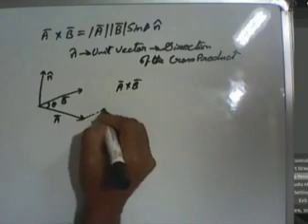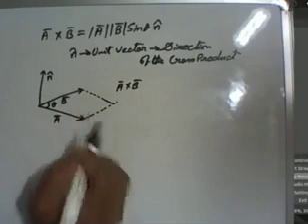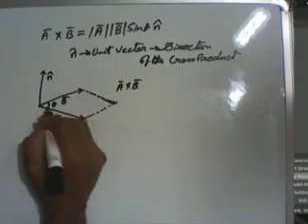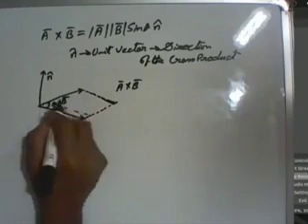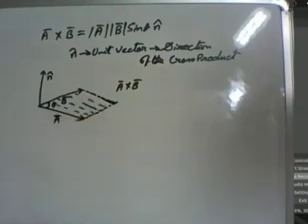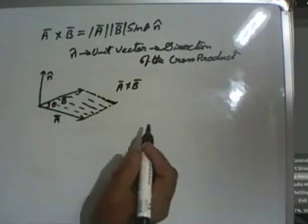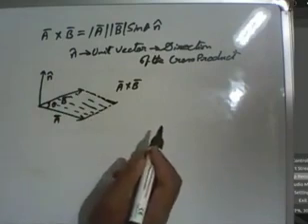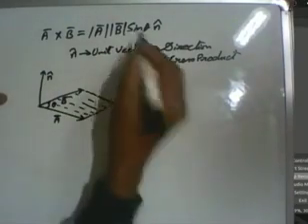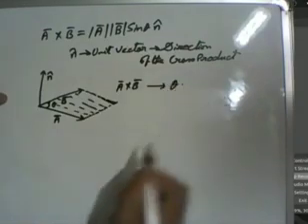So if we can imagine a plane like this, so this is a plane, let us say. The cross product, which is a vector, will be in a direction perpendicular to both A and B. So this vector product also depends on the angle theta between the two vectors.